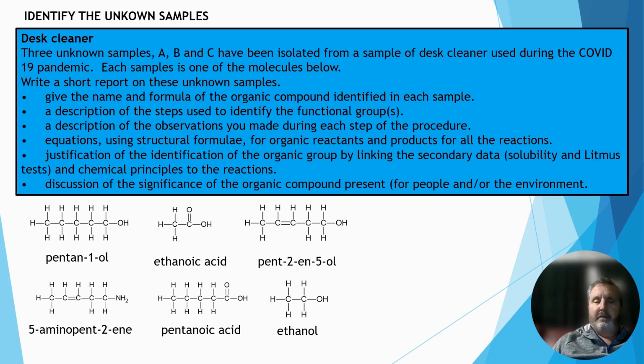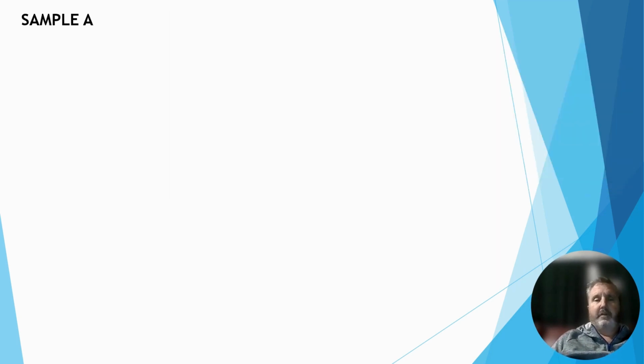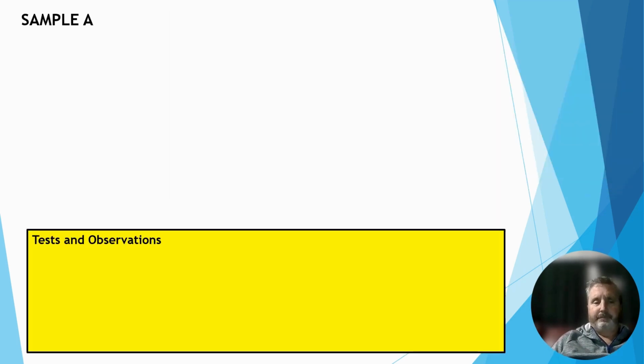Now what I've done is I've gone through and tested these 3 unknown samples, and I've got a wee animation for a start so we can look at what's happening. Okay, so let's start with sample A. So we take sample A, and the first test we carry out, if we do this in a systematic way, it's going to make it easy.